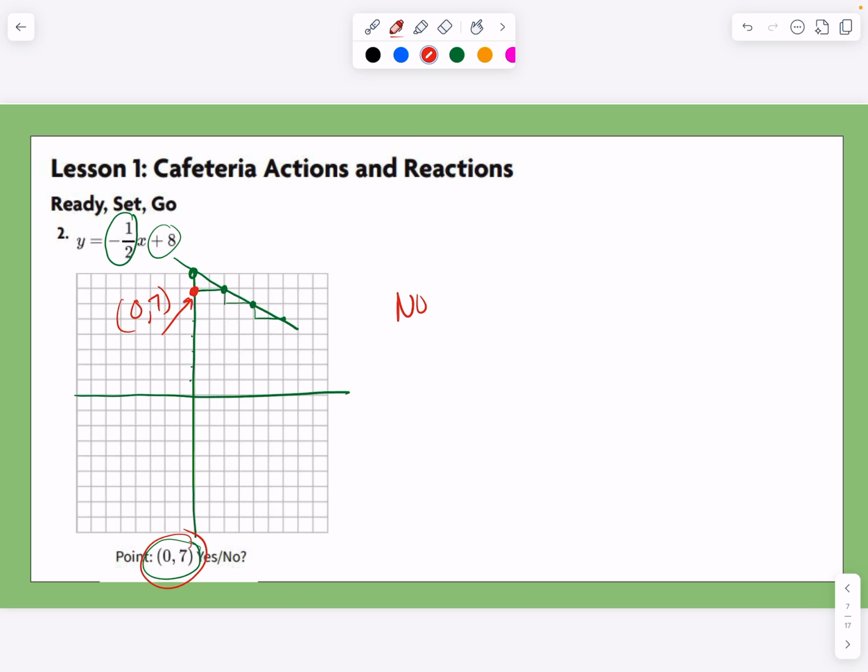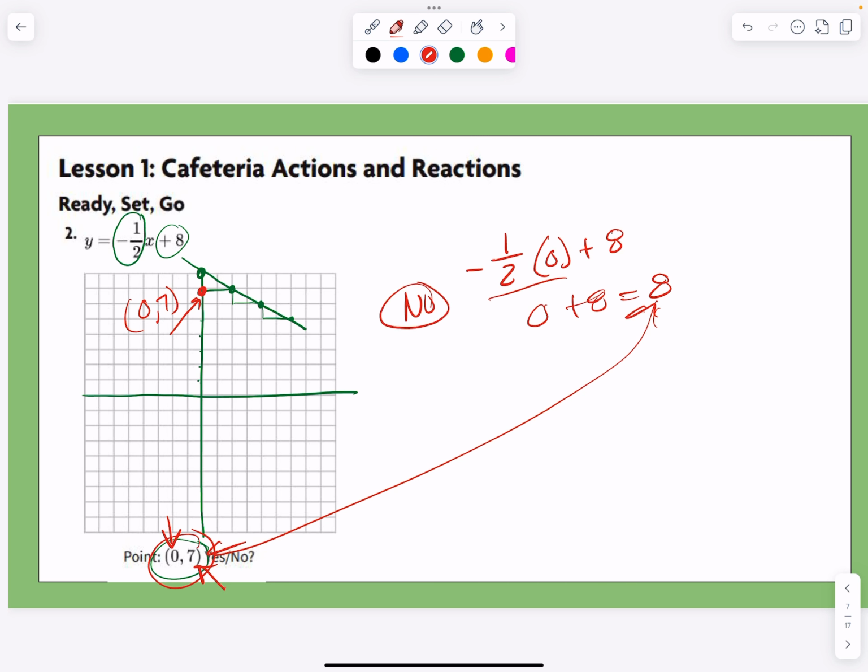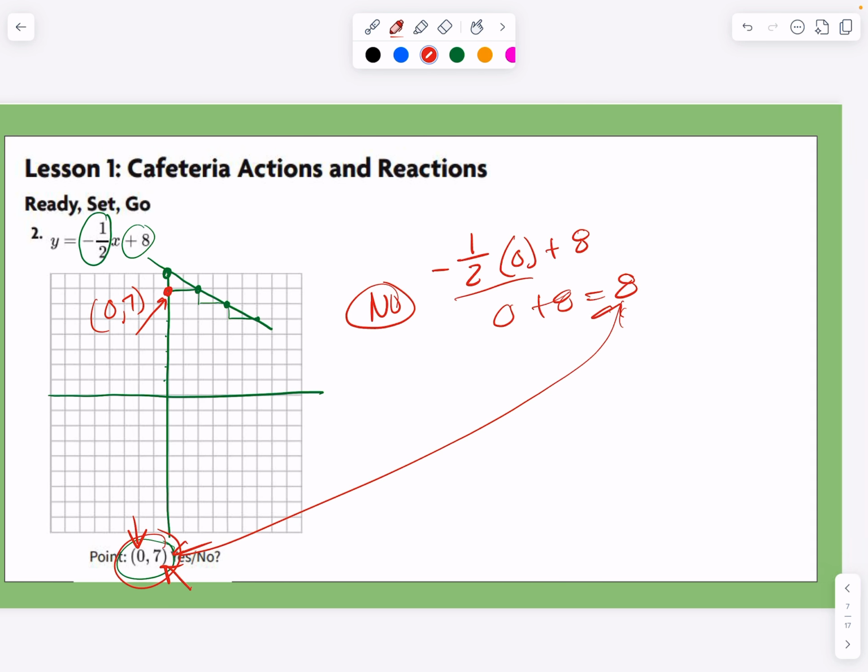Another way of checking it out is I could plug the x value in for x in -1/2 x and see if I end up with the y value. So -1/2 times 0 is 0, plus 8 is 8, and we see that that does not match. And as a result, we still keep it with the no, it doesn't quite work.